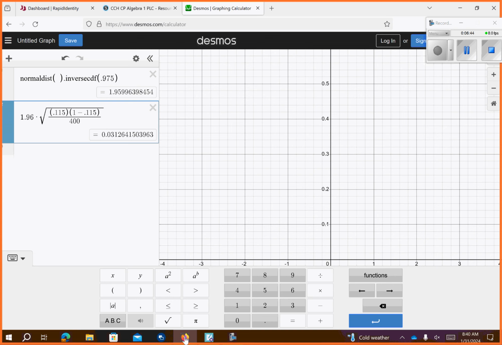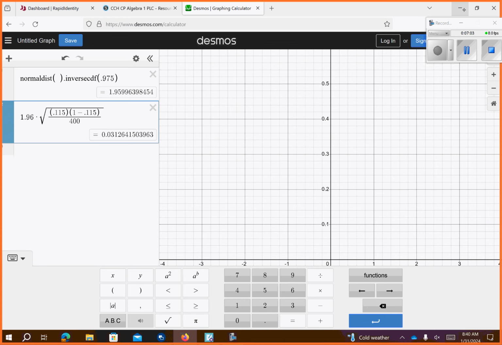Where did you get 0.115? The 0.115 was our point estimate. That was the 46 that had the disorder out of the 400 we tested. So we got to 0.115. So you just divided. Yeah.